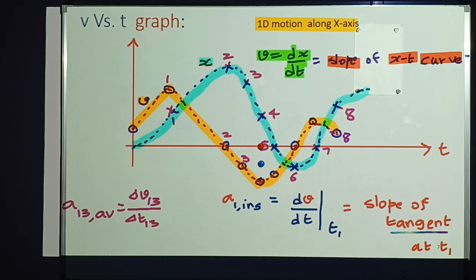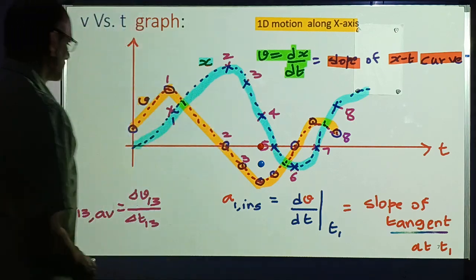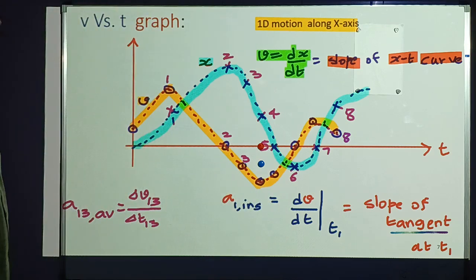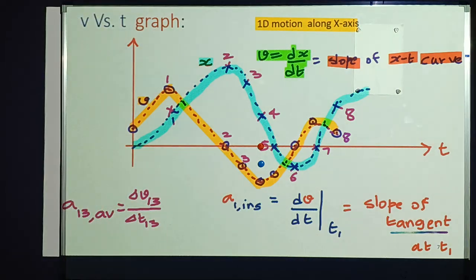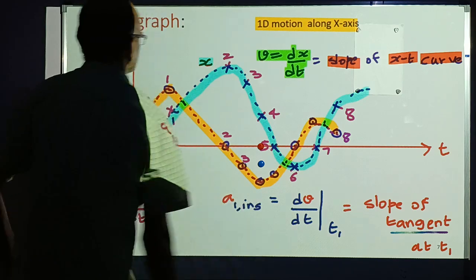So given the x-t curve, one can get the v-t curve because the relation between velocity and displacement is a derivative. So the slope of the x-t curve is the velocity curve. So once we know the velocity curve, similar to dx by dt, we can also define dv by dt, which is the rate of change of velocity, which is acceleration. So this can be defined at any time instant. So that's why it's called instantaneous acceleration, which is the slope of the tangent to the v-t curve.